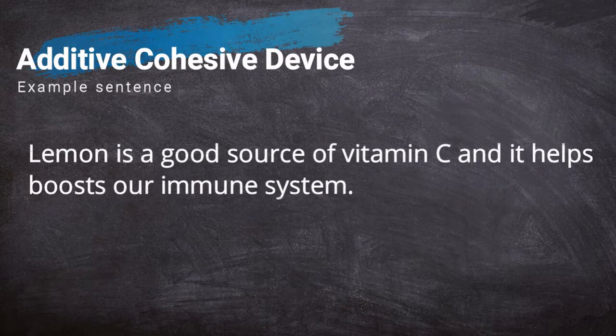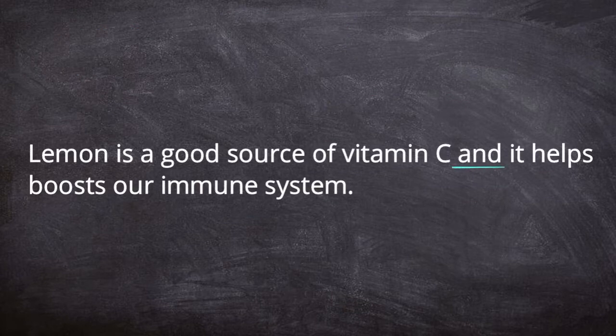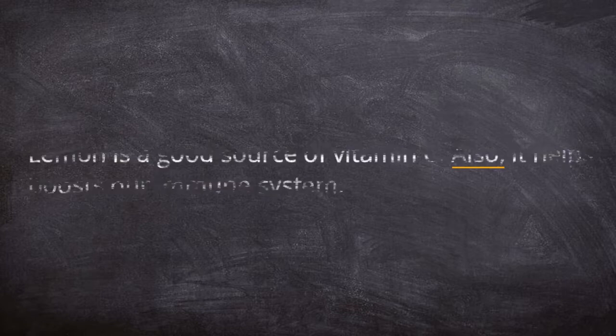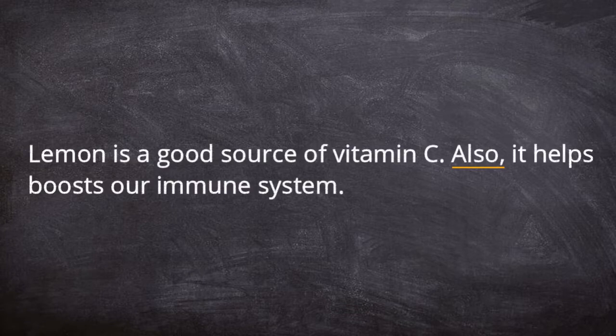We have example sentence here. Lemon is a good source of vitamin C and it helps boost our immune system. Dito sa pangungusap, ang ginamit na additive cohesive device ay ang salitang and. Dinudugtong nito ang sentence 1 na lemon is a good source of vitamin C. Sentence number 2 na it helps boost our immune system. Now, palitan natin ang cohesive device na and ng salitang also. Lemon is a good source of vitamin C. Also, it helps boost our immune system. Same sentence, pero ang ginamit natin dito na additive word ay also.